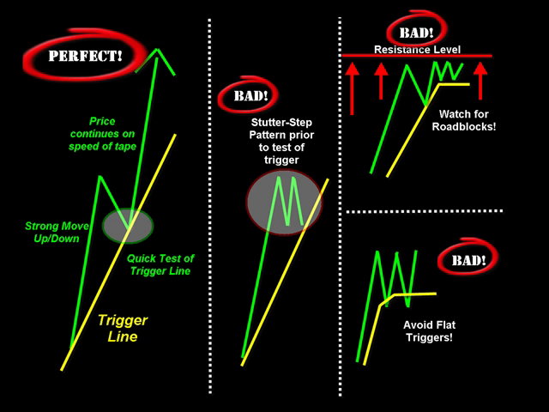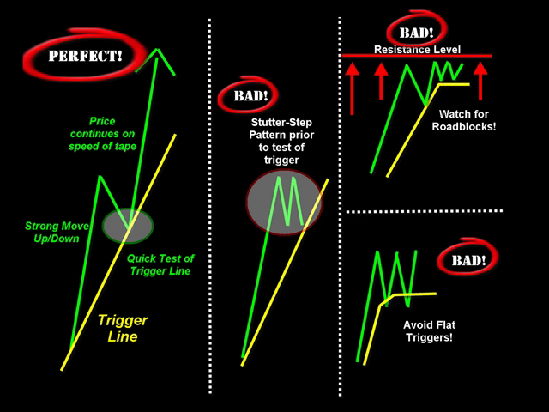And then, of course, in this situation, price continues on a quick speed of the tape. So it continues on price action or on volume. So in recap, it's a strong move up, a quick test back to my trigger line, and then price will take off on continued volume, or we're going to see that speed of the tape continue to the upside.